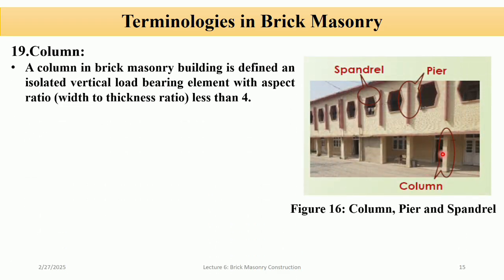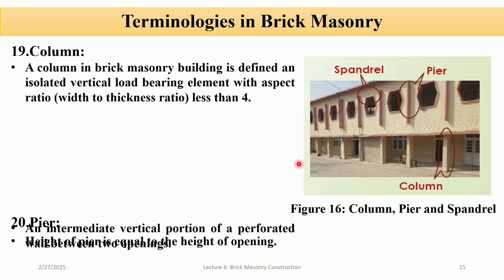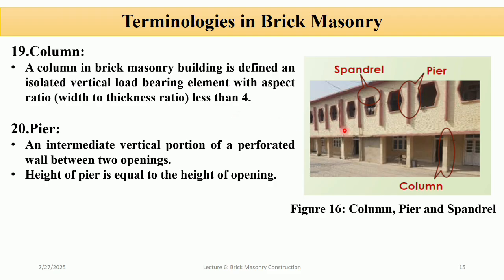Column. It is an isolated load-bearing member, the width of which does not exceed 4 times its thickness, and it may be constructed of any suitable material. Pier. We provide this pier in a perforated wall. It is an intermediate vertical portion of a perforated wall between two openings. You can see this is a pier. A perforated wall means a wall in which intentional openings or perforations are provided.